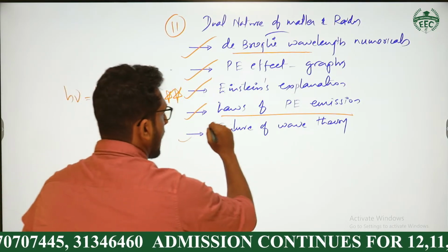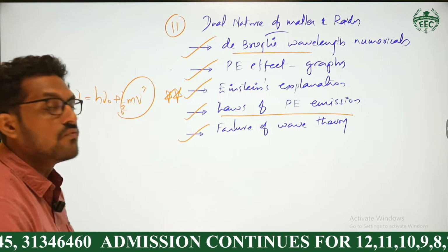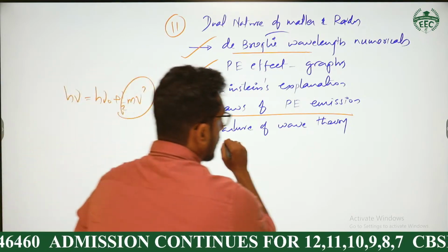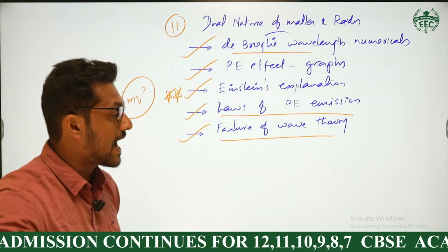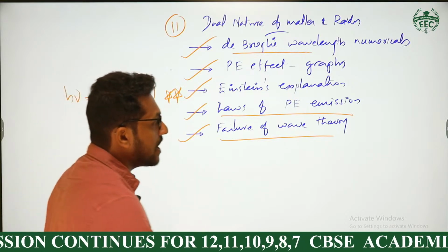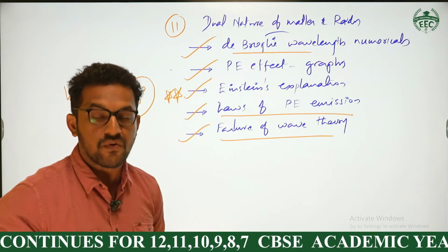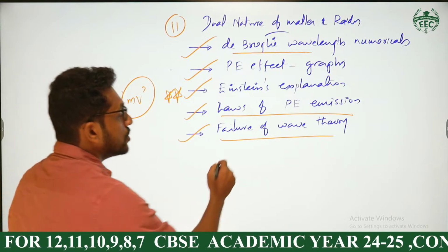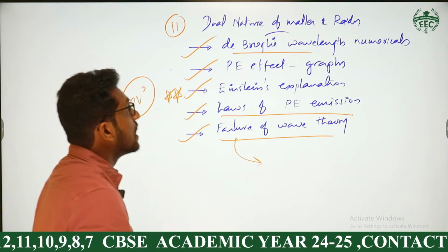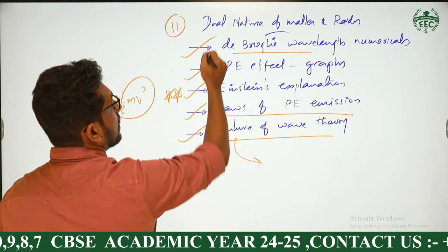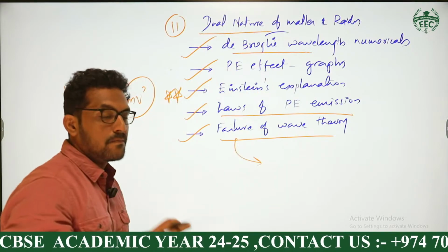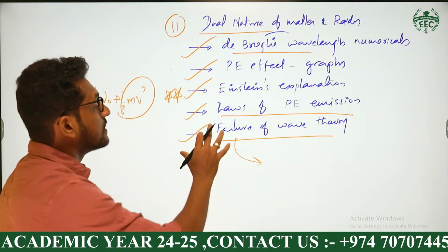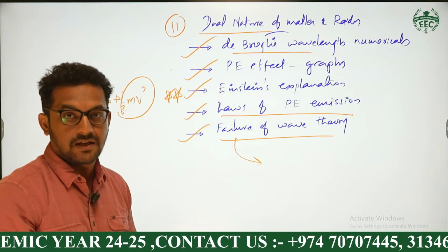Now for the last part, failure of wave theory. There are many points we have learned about why wave theory of light fails. From this point we can make a good idea of the dual nature of light.